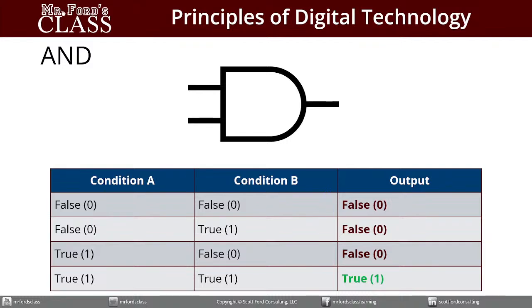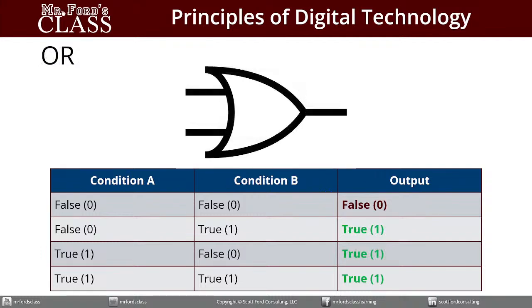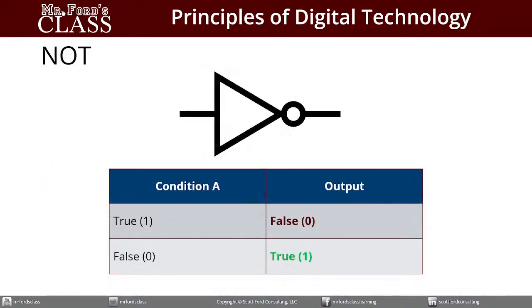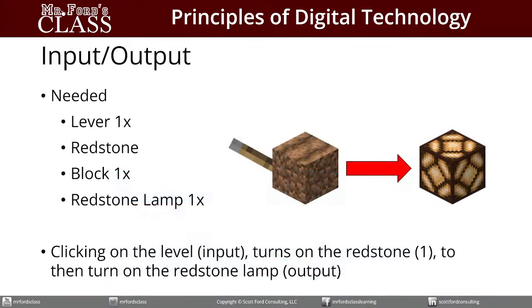So the AND gate, like we said a minute ago, means all conditions have to be true in order for the output to be true, while the OR gate means just one condition has to be true. And a NOT gate is a switch that does the exact opposite. So in Minecraft, if you want to create your own logic gates, what you need is just a lever, or a lever, depending on where you're from, redstone, a block, and a redstone lamp. And that begins the whole process with the input and output.